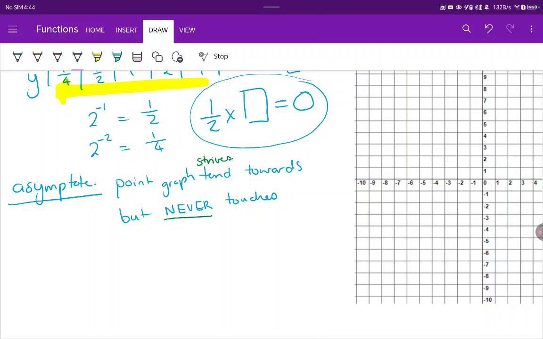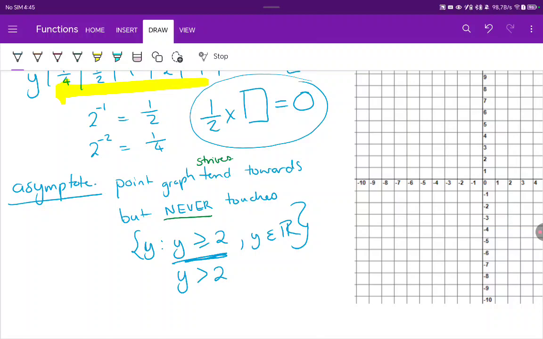So do you remember in the previous video we were talking about the domain and range, right? And there was one where we said that y in the curly bracket, y was greater than or equal to 2, and y was an element of all real numbers. Now, this is not an asymptote because it touches it. But if 2 was an asymptote, then this section would not have an equal sign. It would be just greater than 2. If it was an asymptote, it goes towards it, but it never, ever, ever touches it.